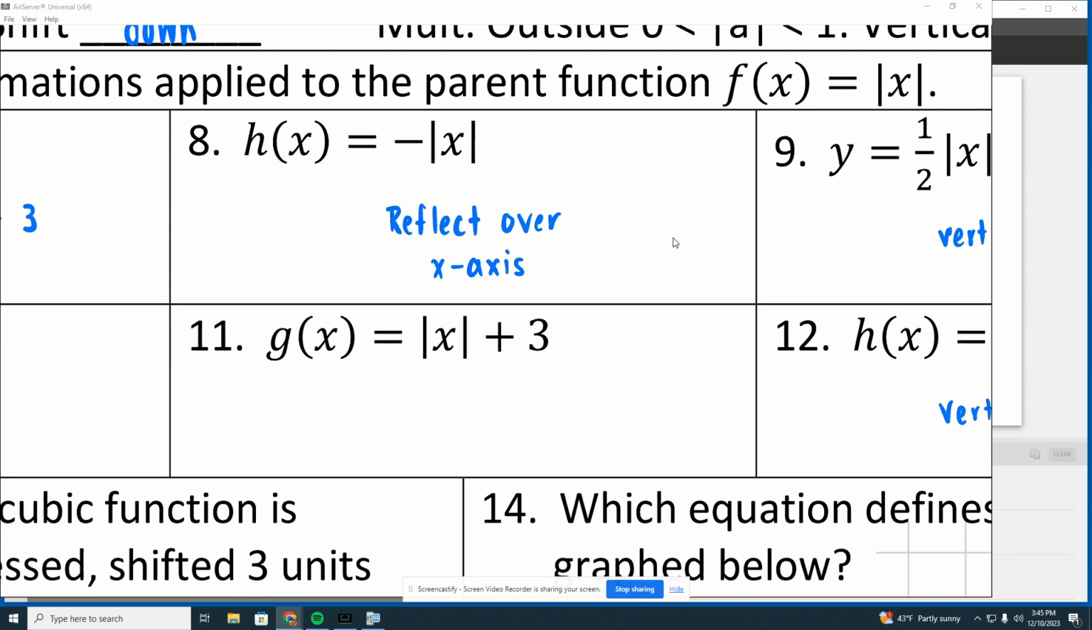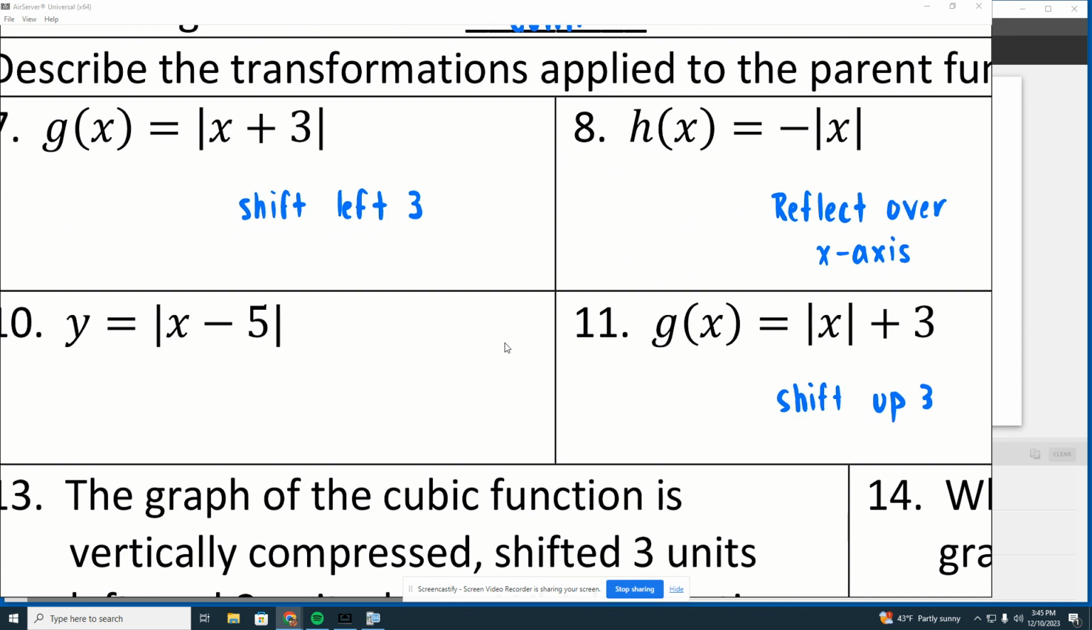We'll just keep working back this way. Again, I'm adding outside. That's a vertical shift. It is what it is. So this is going to shift up 3. And then last one, we're subtracting on the inside. So this is going to be horizontal. And remember how that works on the inside? It's the opposite. So that looks like a -5. So it's actually going to shift positively to the right. So it's going to shift right 5.